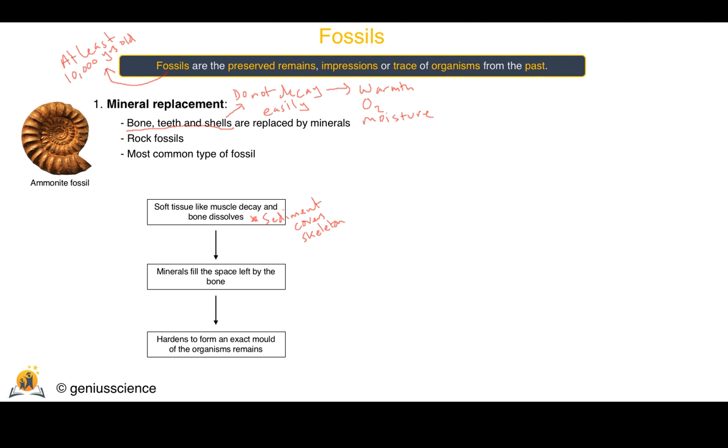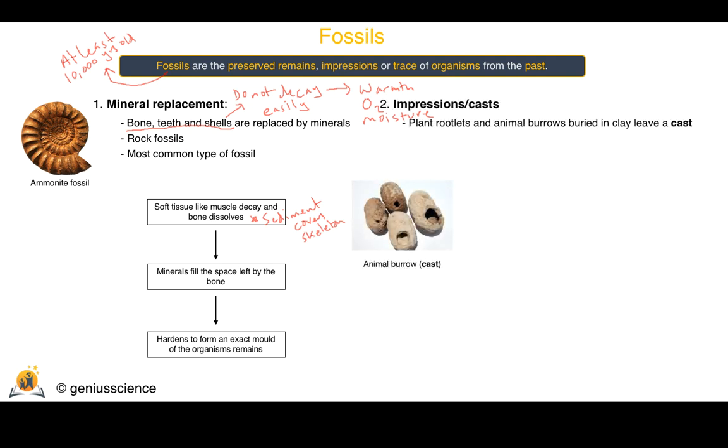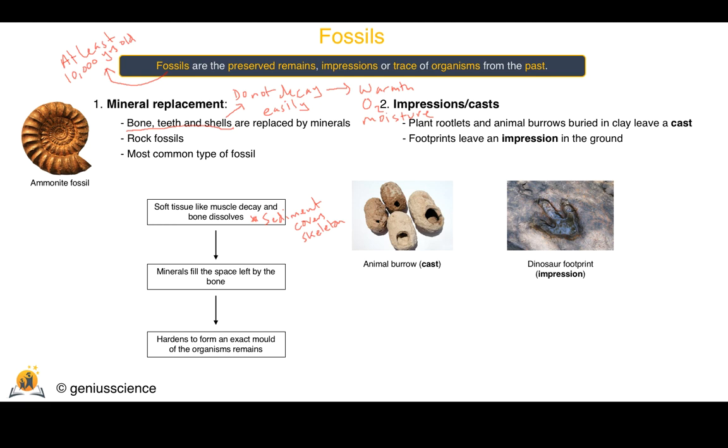The second way that fossils are formed that we are going to discuss is by way of impressions or casts. Plant rootlets and animal burrows buried in clay leave a cast, and footprints leave an impression in the ground, and we can see there a dinosaur footprint as an impression.